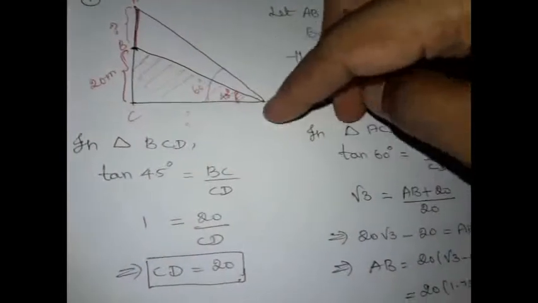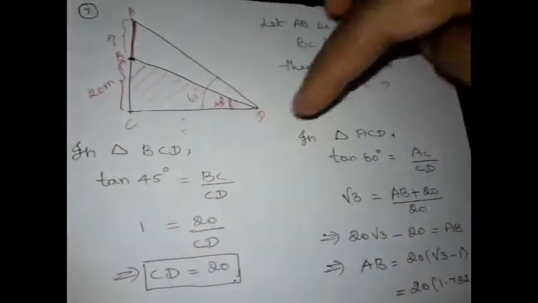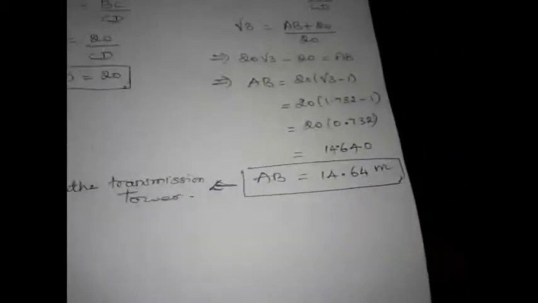Next you consider the entire triangle. Again the same tan ratio only, which is going to be AC divided by CD. Now AC we can write as AB plus 20, divided by the CD measurement we found as 20. Cross multiply, 20 root 3, and bring this 20 to the other side. So 20 root 3 minus 20 equals AB. Now take 20 common, we get root 3 minus 1, and root 3 value is 1.732. Simplify it, and hence we found the height of the transmission tower as 14.64 meter. Right, hope you understood.